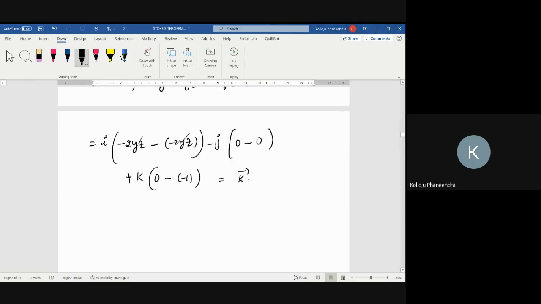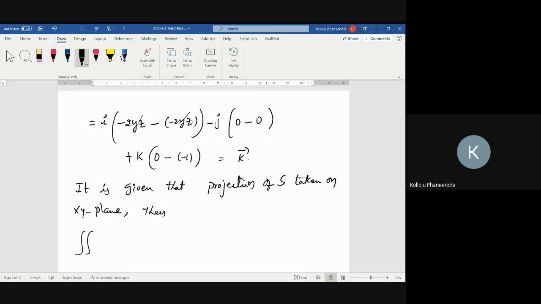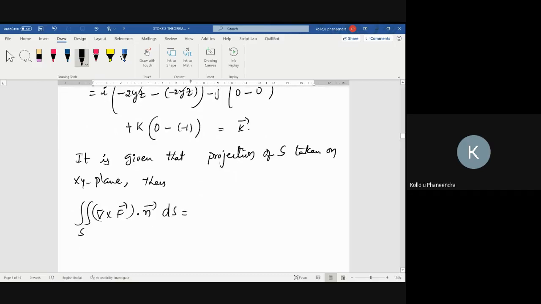Next one. It is given that the projection of S is taken on what plane? Taken on the xy plane. You know how to evaluate it. Then how do we evaluate the surface integral? Del cross f bar dot n bar ds. What if I take the projection on the xy plane?